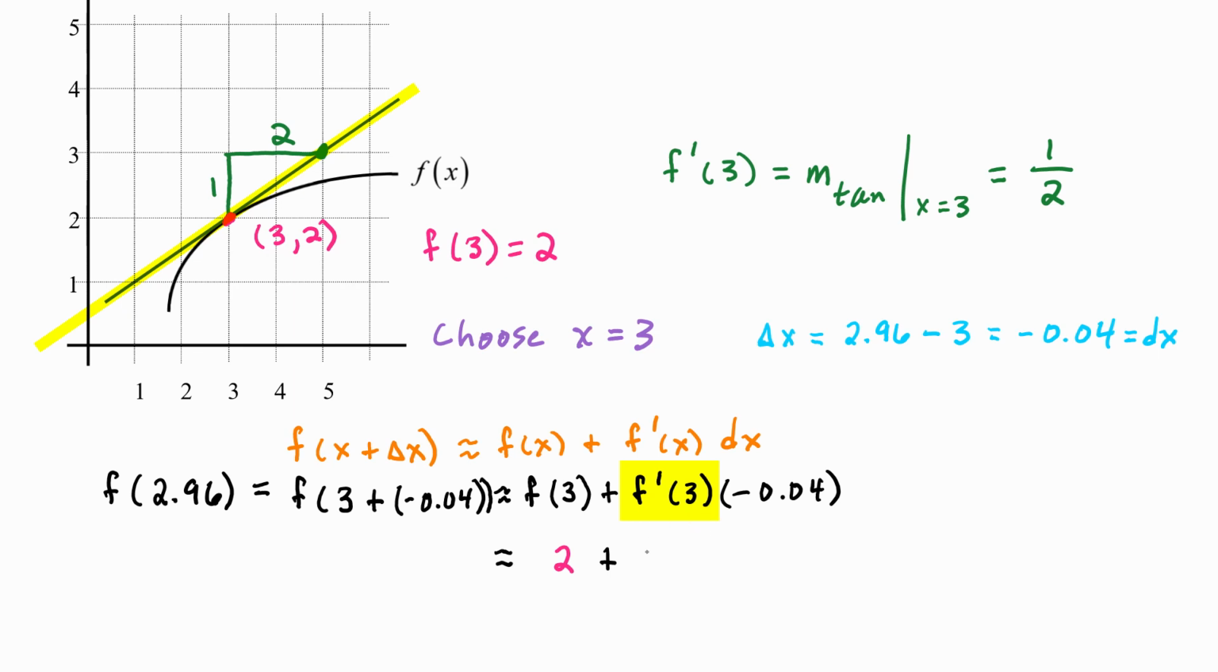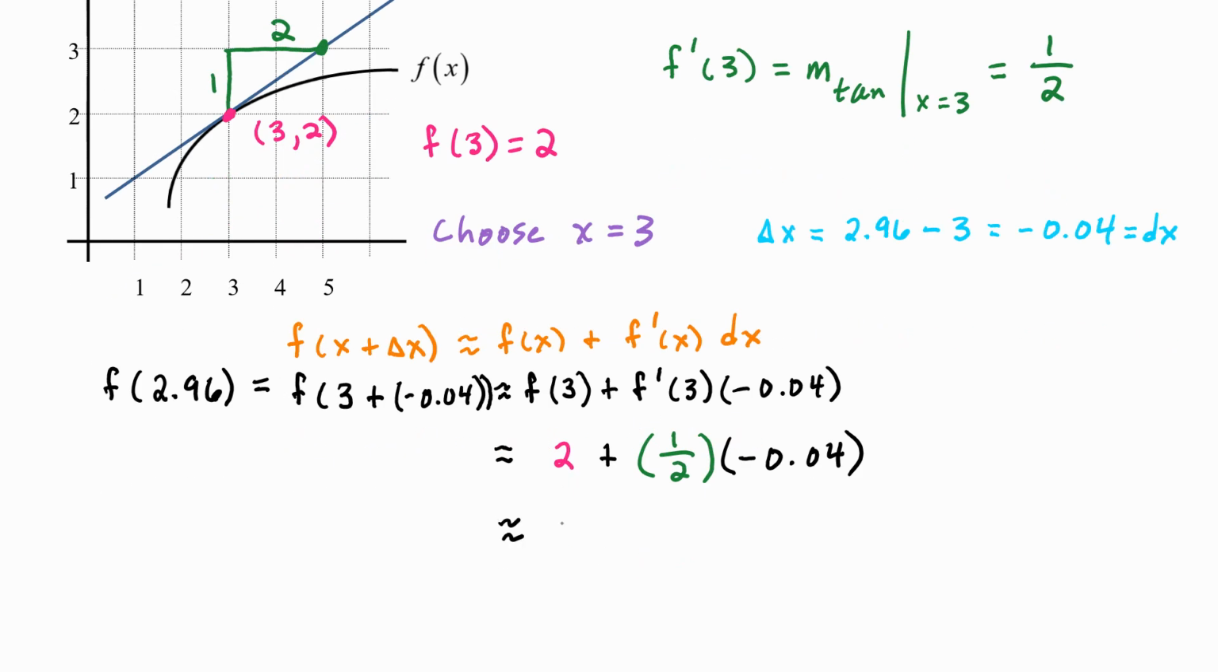So we can substitute that in for f prime of 3, and then we have to take that times negative 0.04. We've got 2 minus half of 0.04, which is 0.02. So then this is going to result in 1.98. So f of 2.96, we now know, is approximately equal to 1.98.